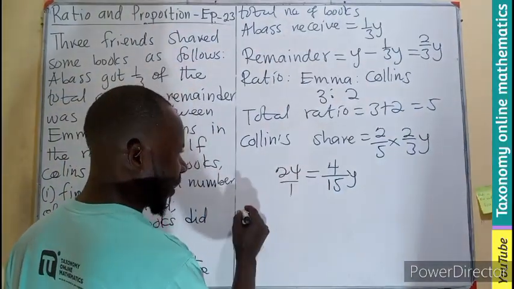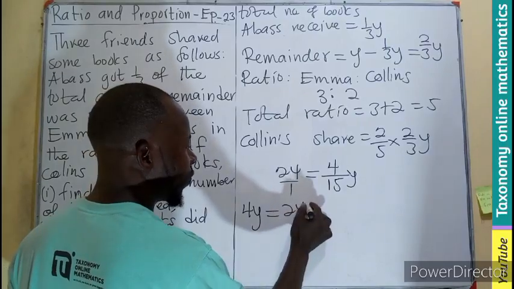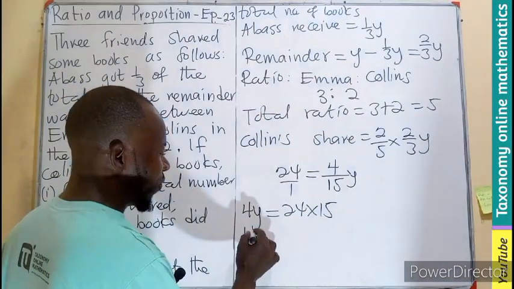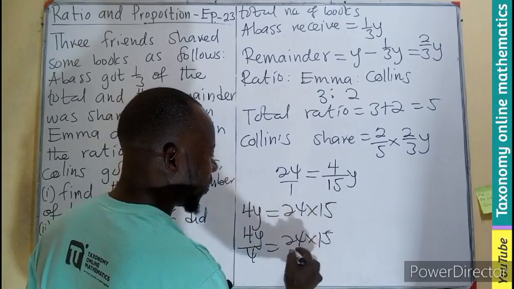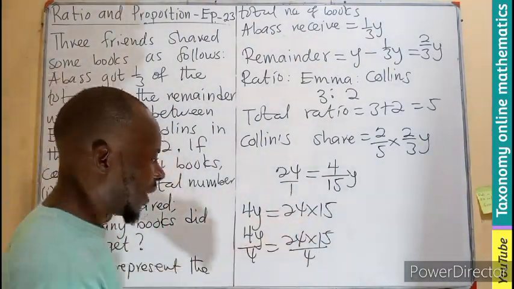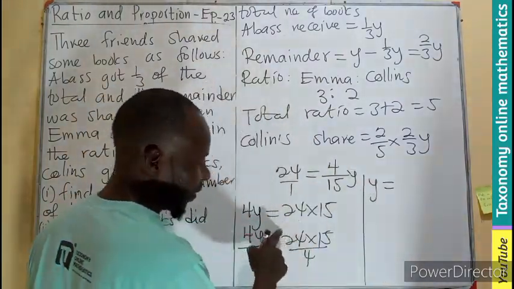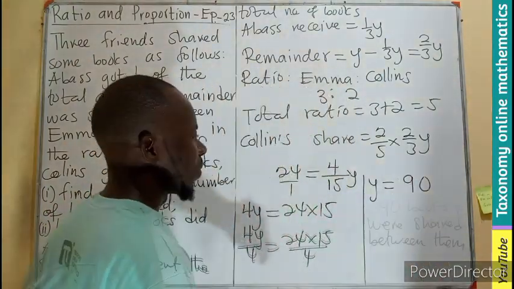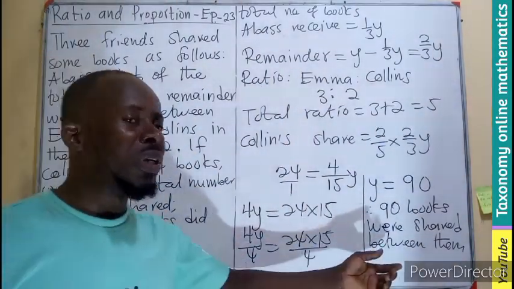That is cross multiplication. I have 4y equals 24 times 15. But I'm looking for y, so let's divide 4y by 4, and 24 times 15 by 4. You can see that 4 goes into 24 six times, and 6 will multiply that. So I have y equals 6 times 15, which is 90. Therefore, 90 books is what was shared.